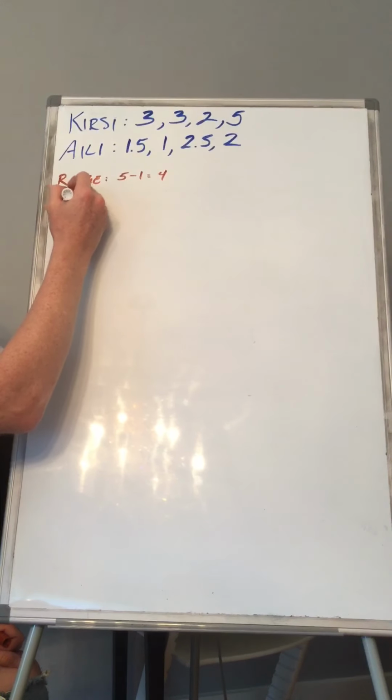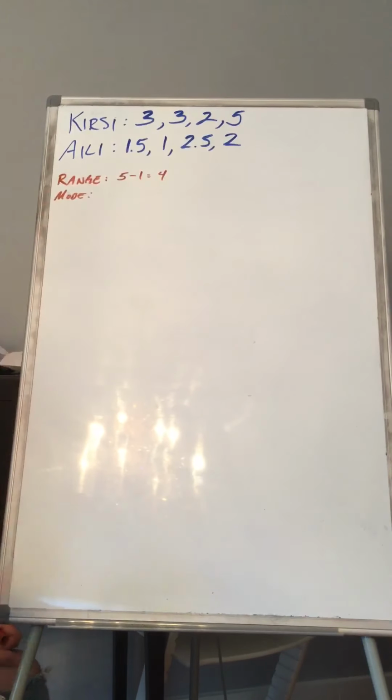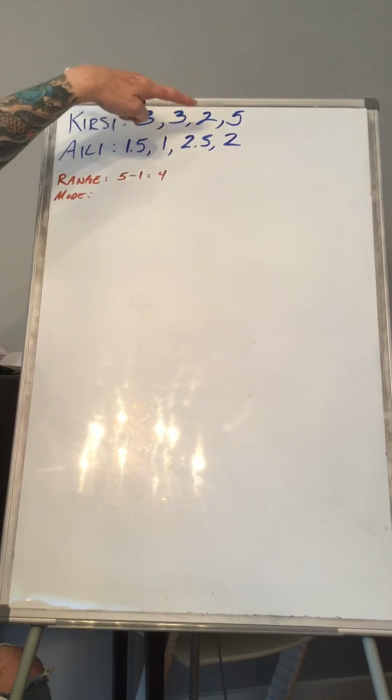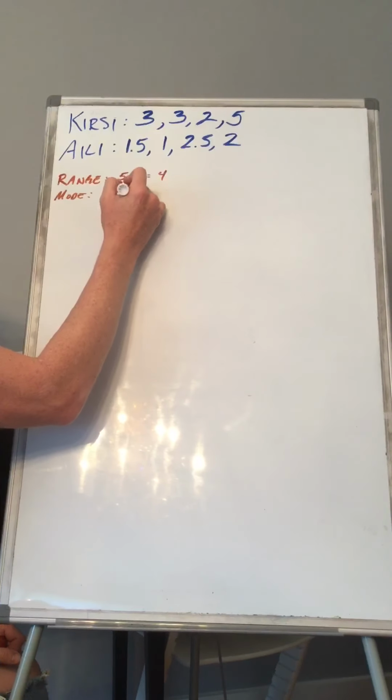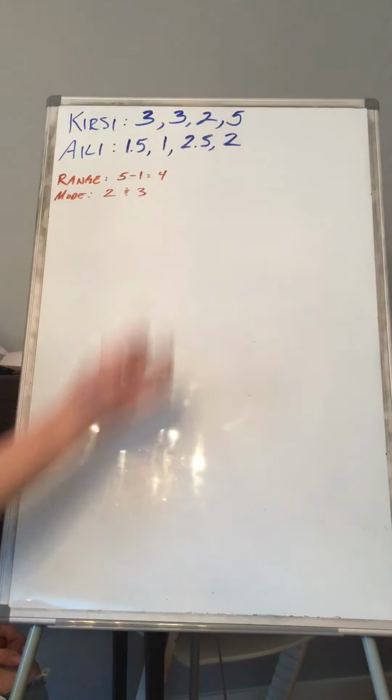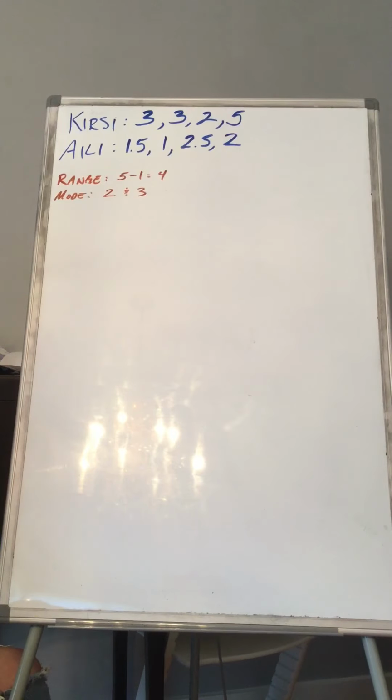Our mode, our most common number of slices: between both of them, you have 2 and 3 at 2 each, so it would be 2 and 3, because they both have happened twice, and all the other numbers only occur once.